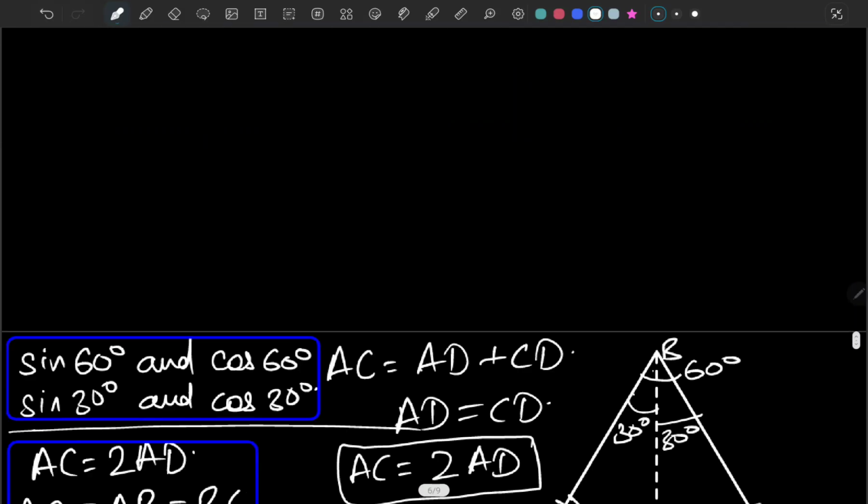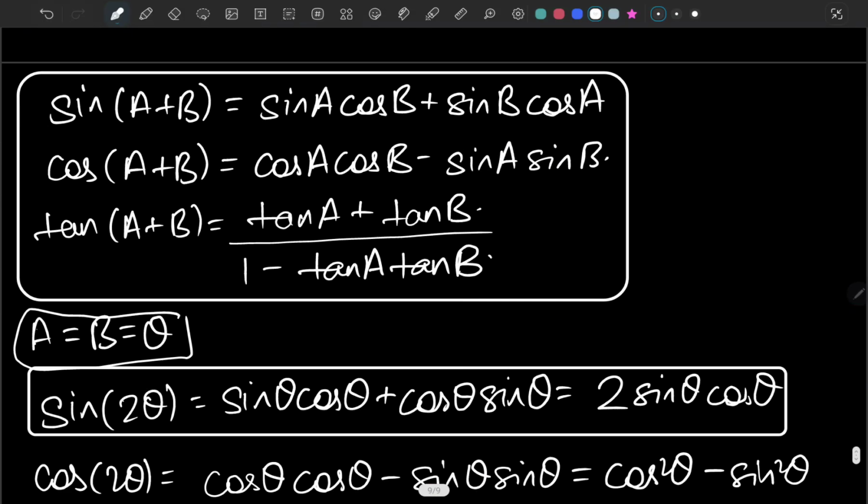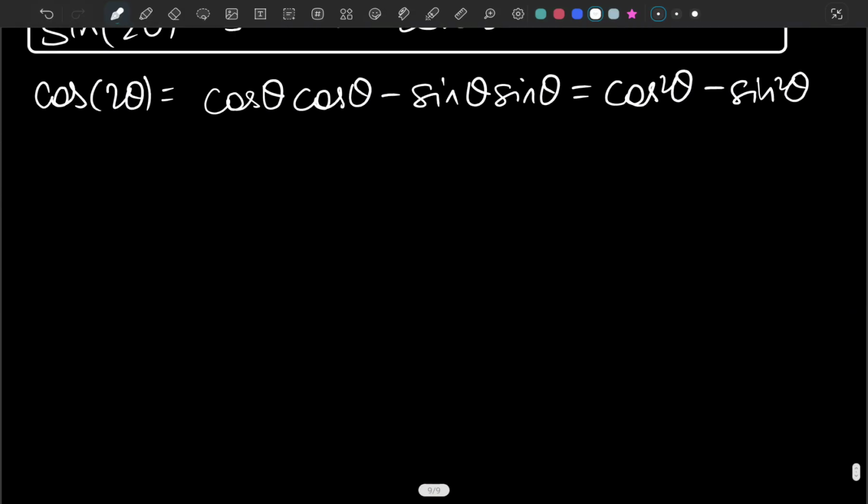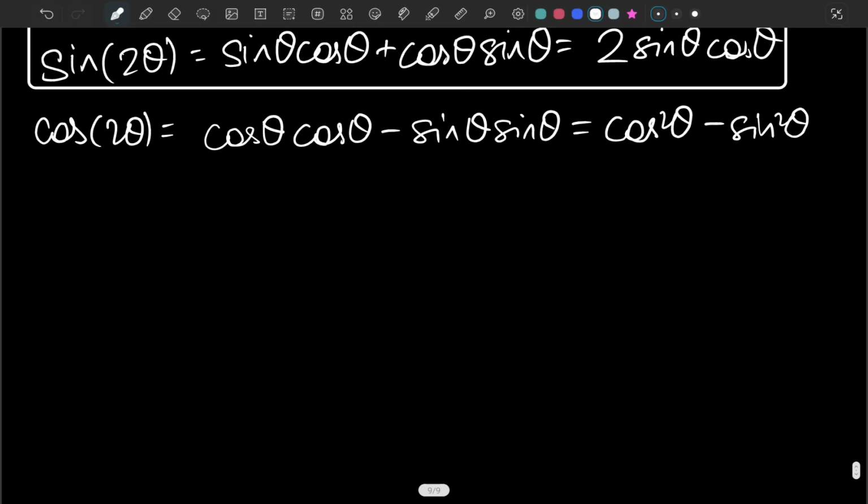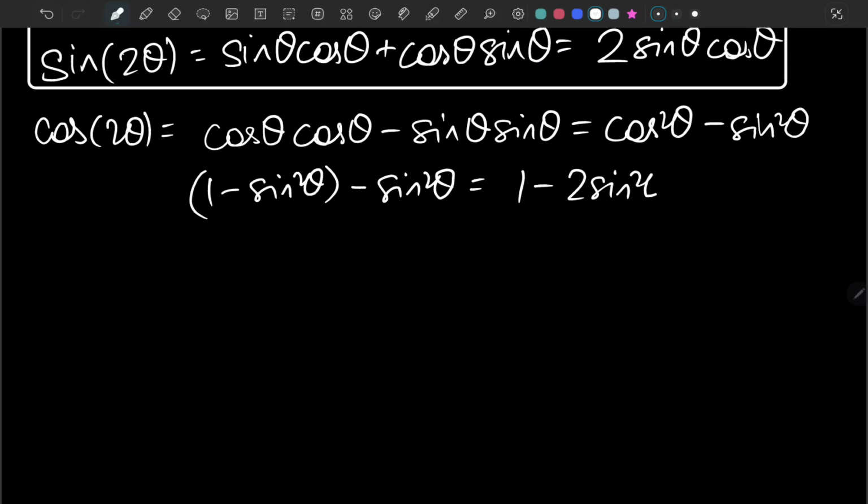So let's just use them here, right? Let's vanish the cosine term first. So it's 1 minus sine squared theta and minus sine squared theta. So that's going to be 1 minus 2 sine squared theta, the second formula for cosine of 2 theta.